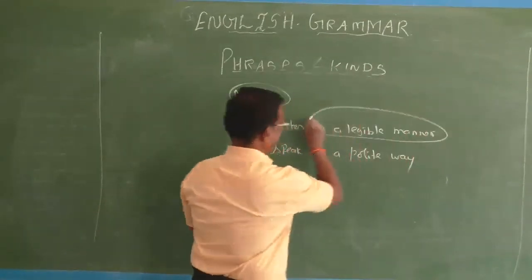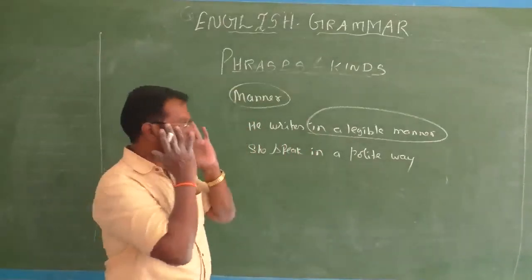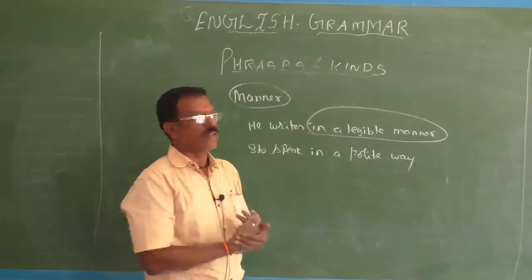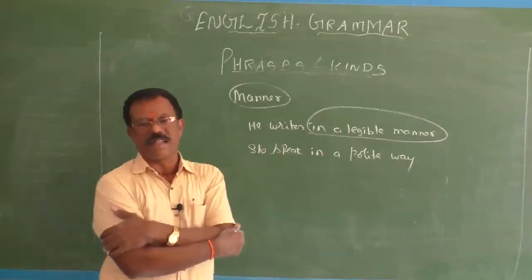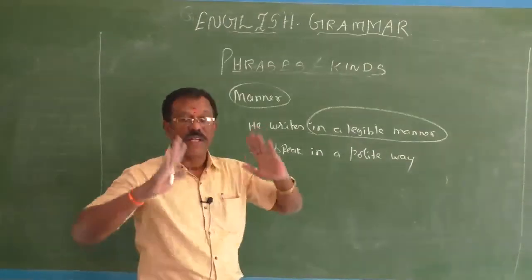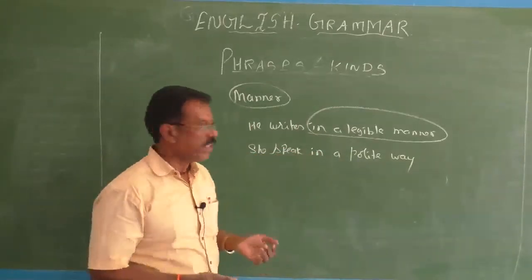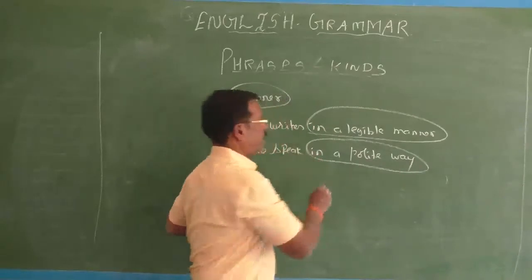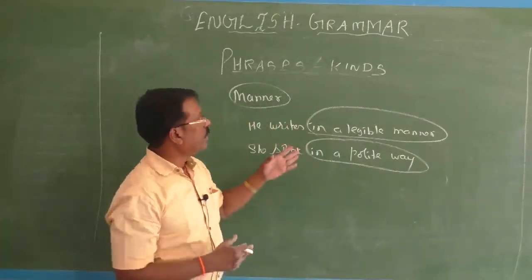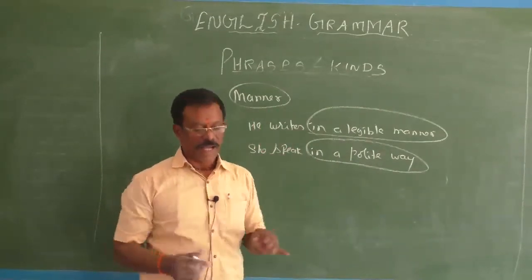See, in a legible manner is an adverbial phrase, a prepositional phrase. It is introduced by a preposition. It modifies the verb he writes, how he writes it. It answers the question how. So when a phrase gives the answer to the question how, then it is called an adverb phrase of manner. Okay, she speaks. How does she speak? She speaks in a polite way. So it also answers the question how. Therefore, this is an adverbial phrase of manner.